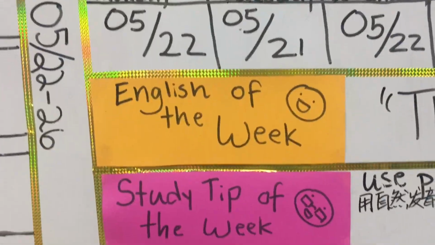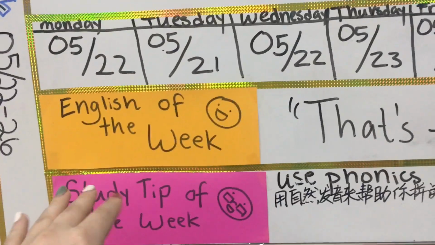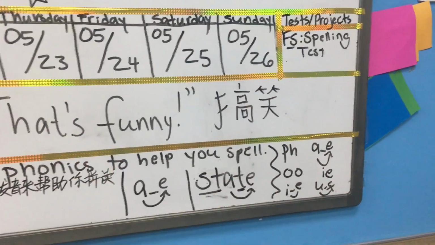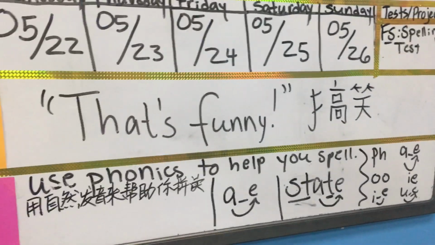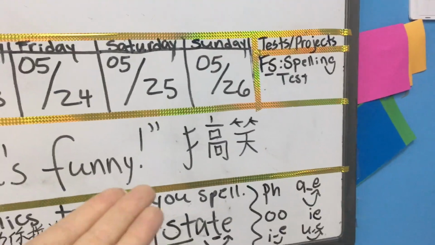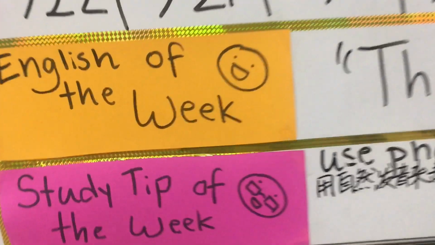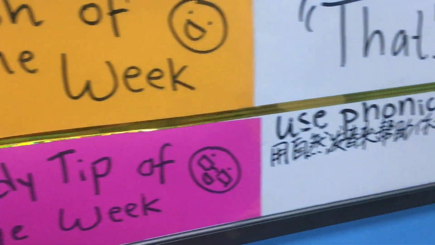Then we have our English of the Week board. So this will change every week, and these are just useful phrases that they might want to use. So 搞笑 is their English of the week, which is "that's funny." Here we'll just have the translation and then also the word, and we'll briefly go over this at the beginning of class.